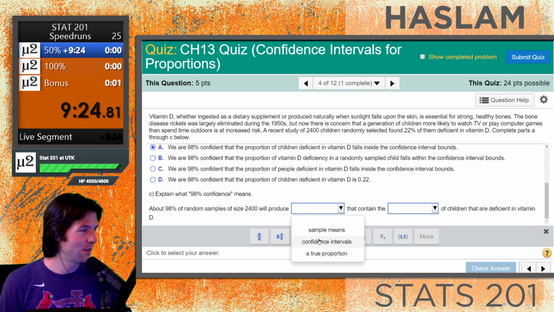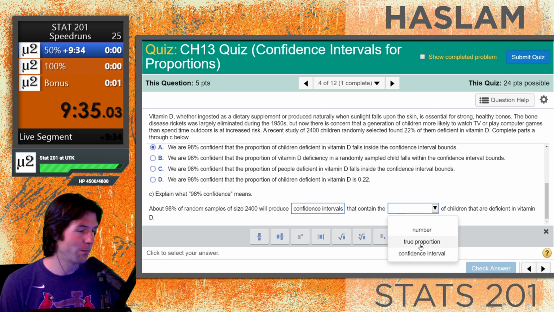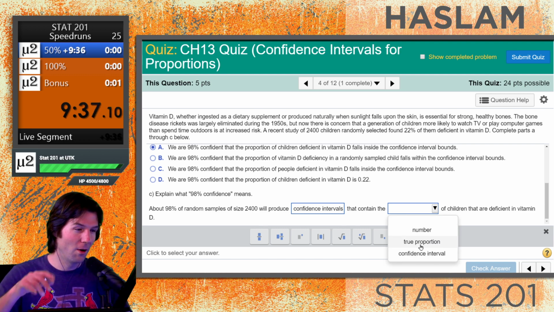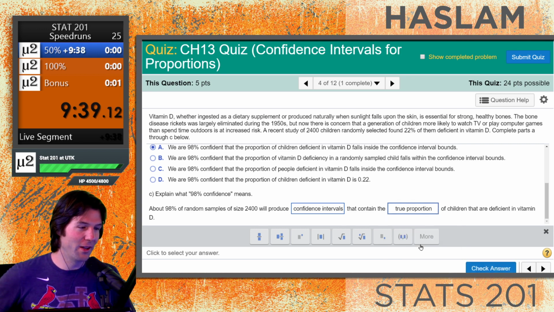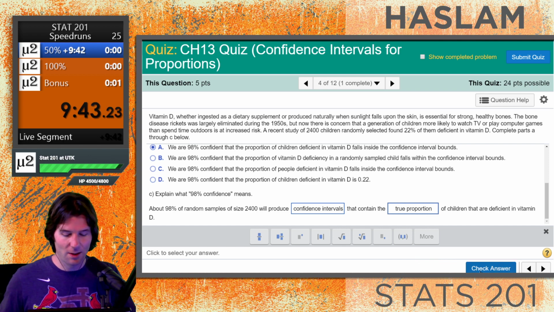So hyped today. They're going to produce confidence intervals. And then the confidence intervals try to contain what? Confidence intervals hopefully contain the population parameter, or the true proportion. So, oh my gosh. The intervals contain the true proportion. Nice job, Adam, right there. Amazing work.